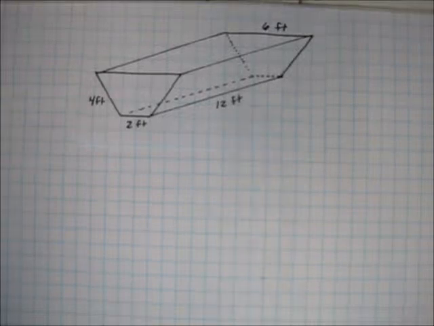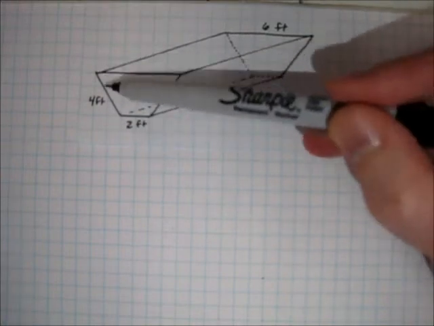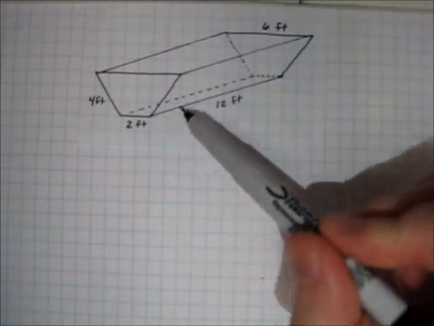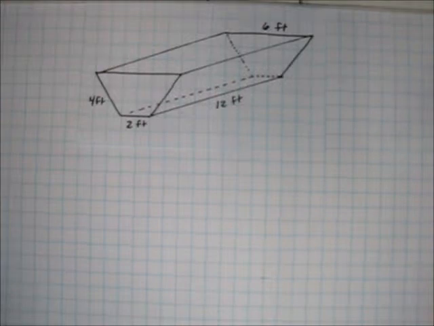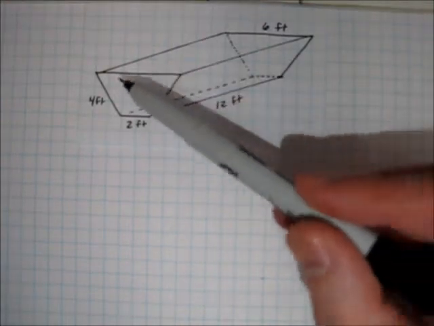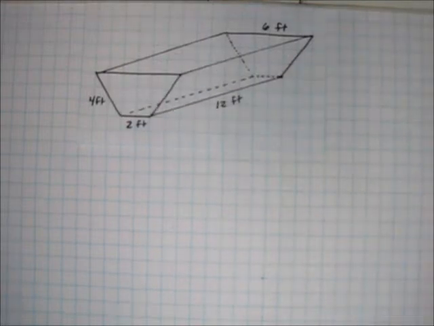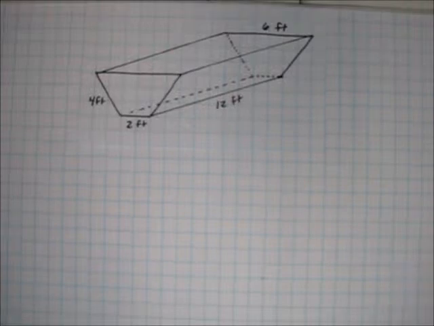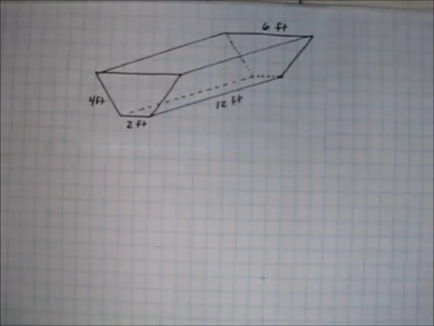Well, for any prism, we can multiply the area of the base, which in this case is a trapezoid, times the height. So if we were to stand this trough up on end where we made this the base, we have a height of 12 feet and a base that is a trapezoid. So I need to figure out the area of that trapezoid in order to calculate the volume of the trapezoidal prism. So I'm going to start there.